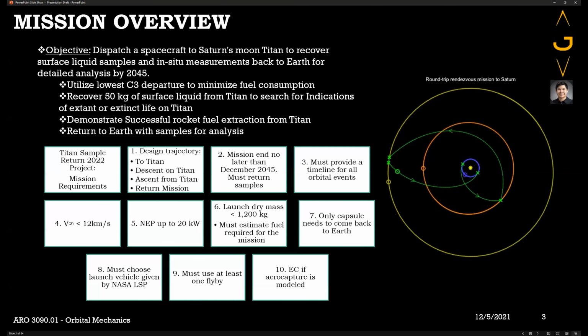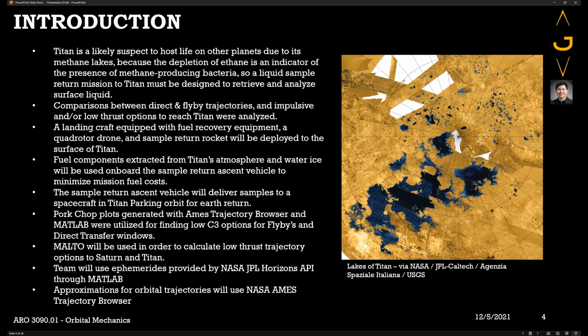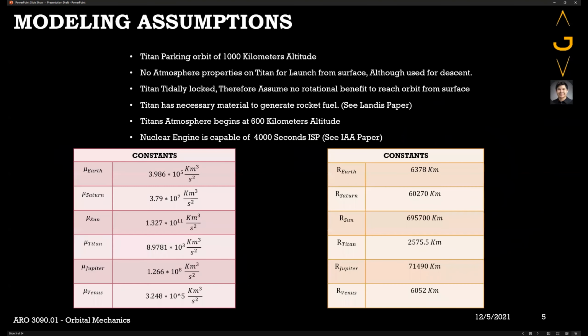later than 2045. So why Titan? Titan has been expected for life, because it consists of a lot of methane. We will use the methane to create fuels to get back to Earth, as well as to take the samples back to study. The modeling assumption: we will use these constants for Earth, Saturn, Sun, Titan, Jupiter, and Venus in order to use these constants in our calculations.